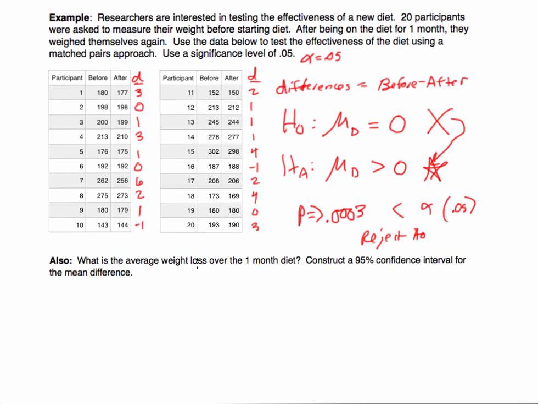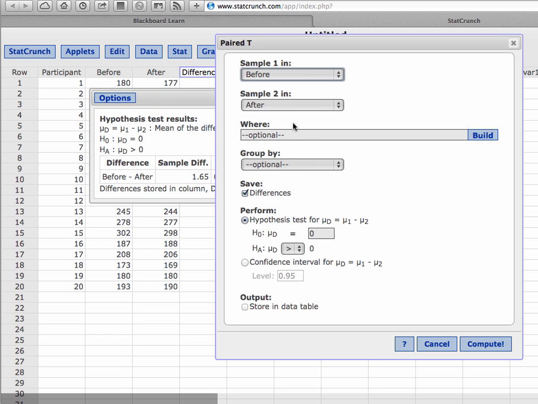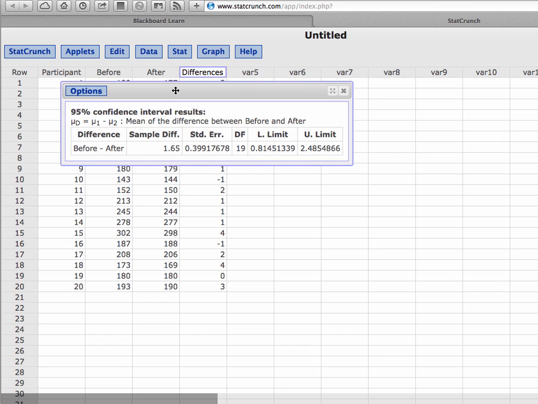What is the average weight loss over the 1-month diet? And then we want to construct a 95% confidence interval for the mean difference. So when we construct a confidence interval, we're going to go through the same procedure here. We're going to go back to this. Now if you click on options and click on edit, you can actually get right back into where we were. We don't need to save the differences anymore. Calculate a confidence interval and compute. The sample difference, this is the mean difference.